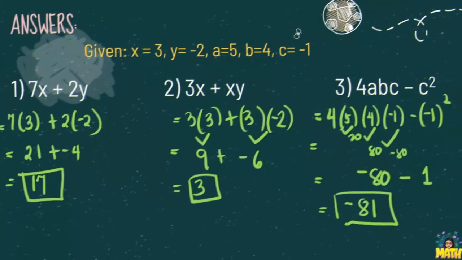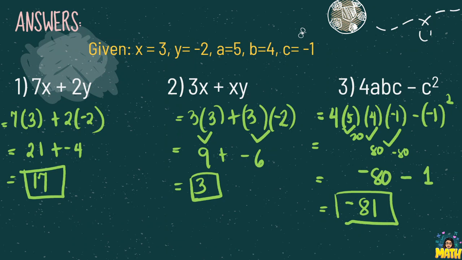So I hope nakuha ninyo ang mga tamang sagot. For number 1, that's 17. Number 2, that is equal to 3. And number 3, that is equal to negative 81.